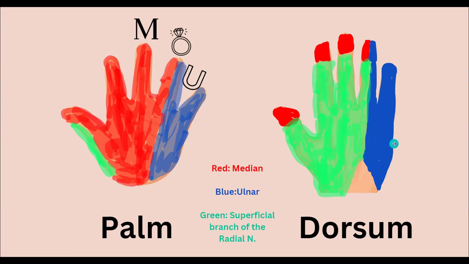Now, for the dorsum of the hand, or your extensor part, the radial nerve is the major nerve responsible for the cutaneous innervation. Although it's not fully the radial nerve, the tips of your fingers on the dorsum of your hand are still supplied by the median nerve. But again, half of the top of your finger is supplied by both the median and ulnar nerve. And your pinky is all supplied by the ulnar nerve.